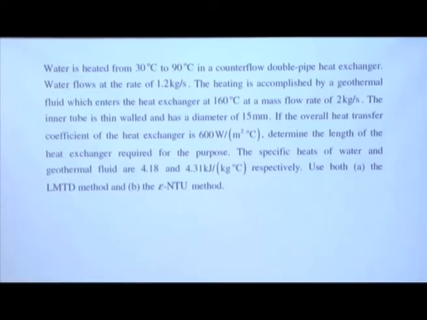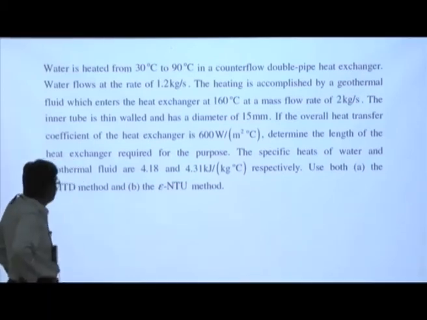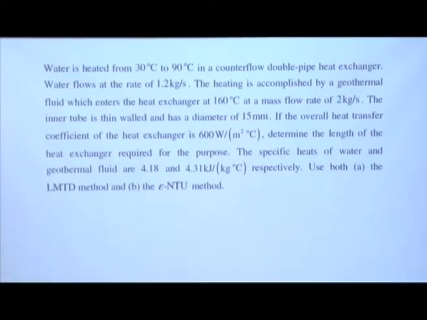Thin wall, this is an extra language, that means we neglect this wall resistance. It is not required because the overall heat transfer coefficient is given. If the overall heat transfer coefficient of the exchanger is 600 watt per meter square degree Celsius, determine the length of the heat exchanger required. Oh, that's why it has given thin, because area has to be found out, then area divided by pi d is the length. That's why the thinness is required, otherwise it will be difficult.